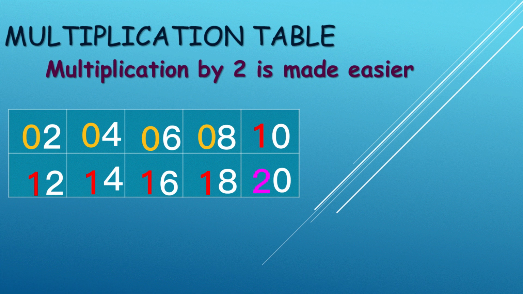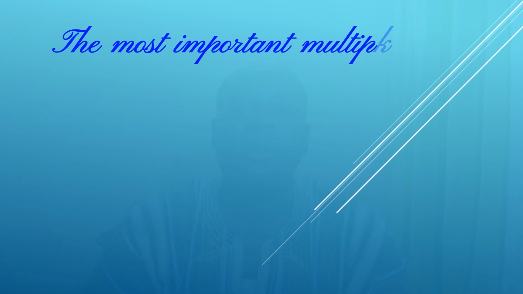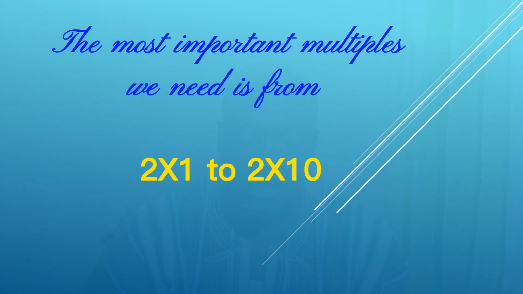Now, from the table, you could see that 2 times 1 is what? 2. 2 times 2 is what? 4. 2 times 3 is what? 6. 2 times 4 is what? 8. 2 times 5 is 10. 2 times 6 is 12, 2 times 7 is 14, 2 times 8 is 16, 2 times 9 is 18. And 2 times 10 is what? 20. Knowing our 2 time table from 1 to 10 is all we need, because that is what will help us to solve for any other multiplication problem related to 2.